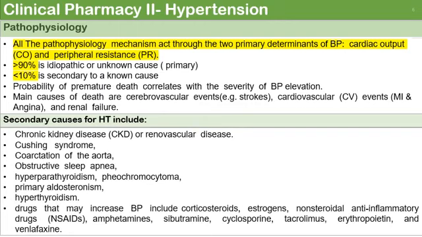Secondary causes of hypertension include chronic kidney disease, Cushing syndrome, coarctation of the aorta, obstructive sleep apnea, hyperthyroidism, pheochromocytoma, endocrine causes, and hyperaldosteronism. Drugs include corticosteroids, estrogen, non-steroidal anti-inflammatory drugs, amphetamines, cyclosporine, tacrolimus, erythropoietin, and venlafaxine.